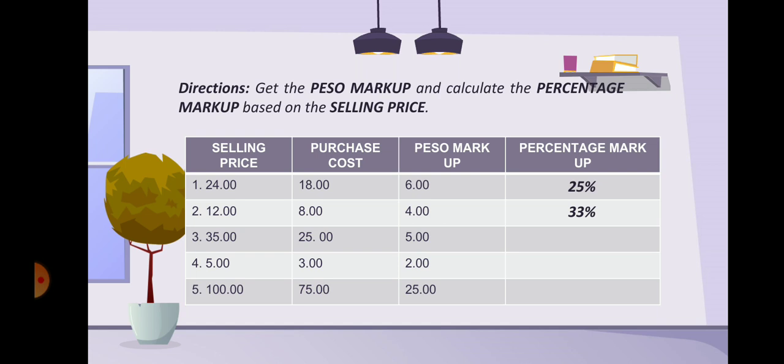Purchase cost is 25 pesos. Then the peso markup is 5 pesos. Okay, so what is the percentage markup based on selling price? Okay, 14%.